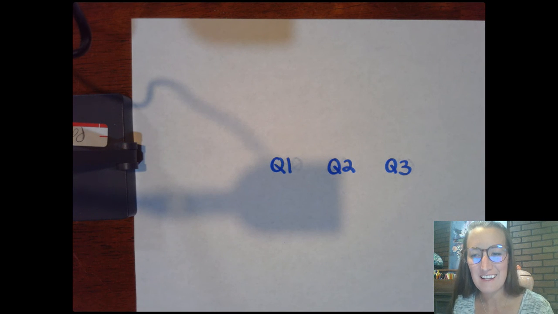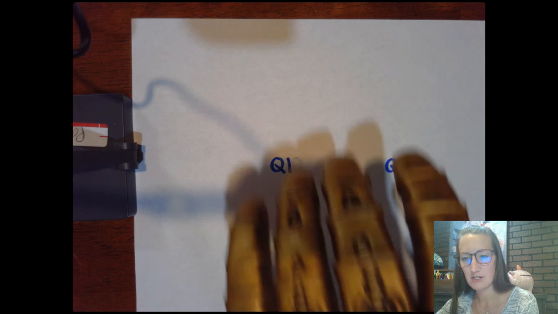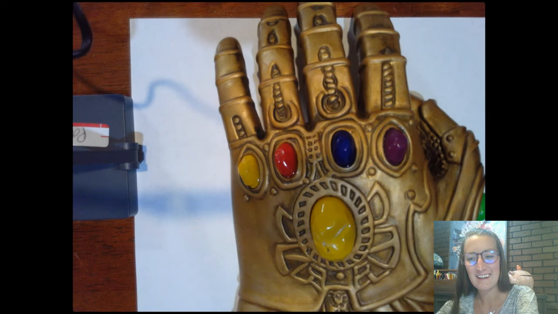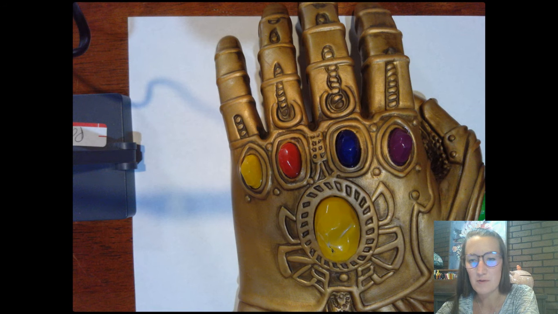To get us started, so I don't disappoint, I'll share one of my kids' toys with you as a show and tell of the week. They wanted me to share their Thanos gauntlet. I know I have some Marvel fans out there. In that case, you know that whoever possesses the gauntlet is inevitable.